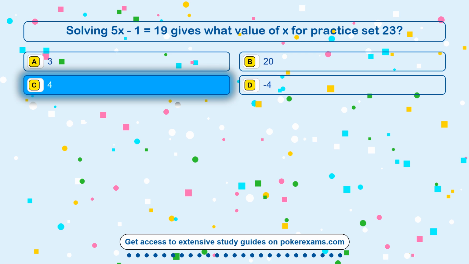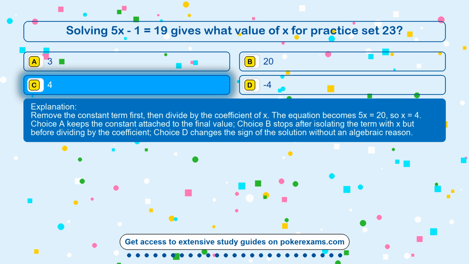The correct answer is option C, 4. Remove the constant term first, then divide by the coefficient of x. The equation becomes 5x equals 20, so x equals 4. Choice A keeps the constant attached to the final value. Choice B stops after isolating the term with x but before dividing by the coefficient. Choice D changes the sign of the solution without an algebraic reason.